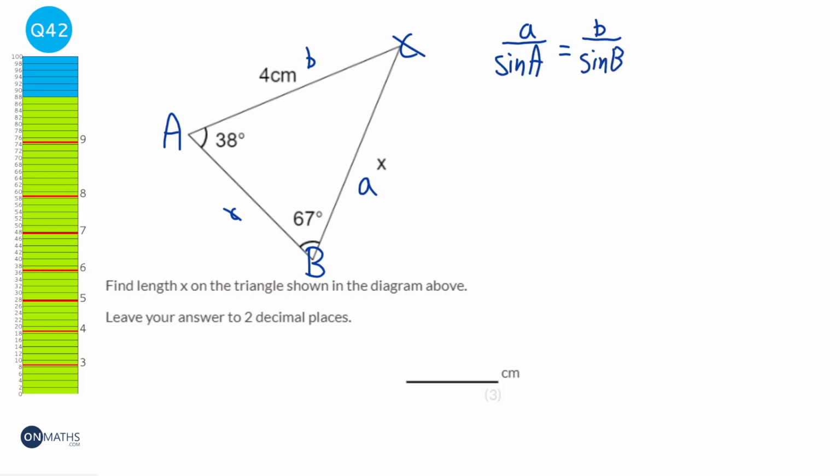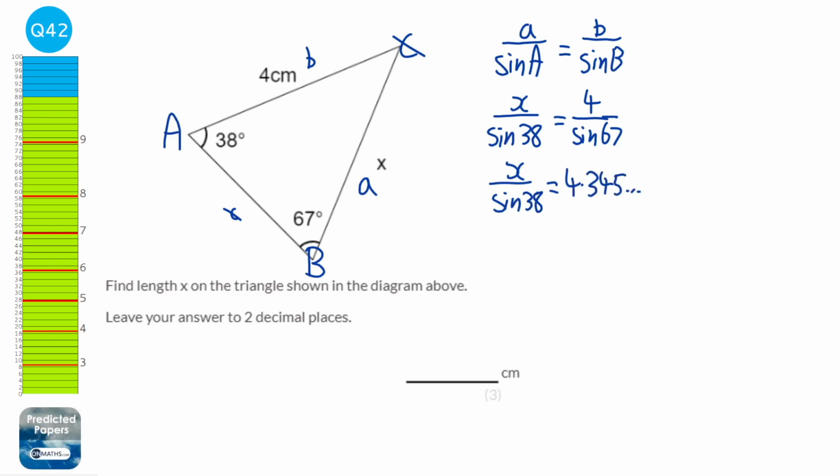Okay, so we're going to fill in the values. So lowercase a is x, capital A is 38, lowercase b is 4, and uppercase B is 67. Now you'll only ever sine an angle, so if you ever put a 4 in there or something, that's not going to be right straight away. Okay, let's work out what 4 over sine 67 is, and that's 4.345, and so on. So we're going to solve this. It's going to be a nice and easy solve today, because all we need to do is times both sides by sine 38.